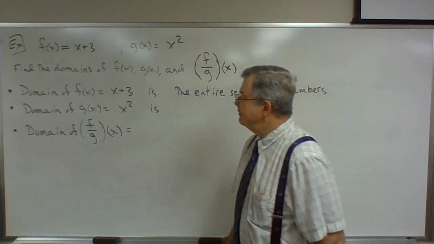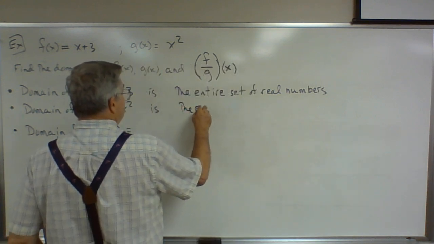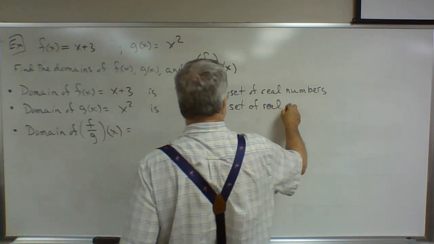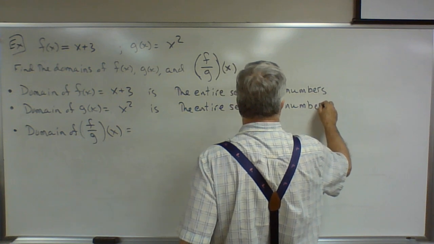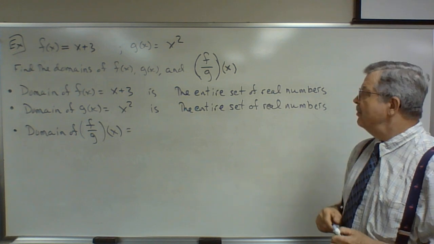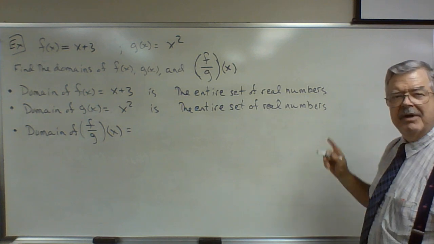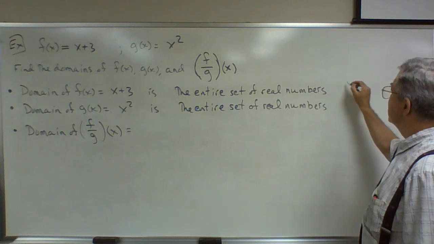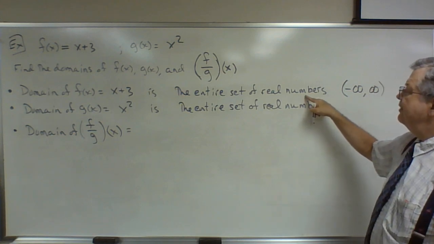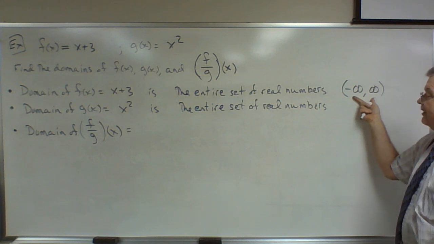Let's look at g of x. Our initial assessment is that the entire set of real numbers is the domain. And by the way, when you do this for homework, if they want you to write the domain in interval notation, do it this way, okay? The entire set of real numbers, that's the interval from negative infinity to positive infinity on the x-axis.